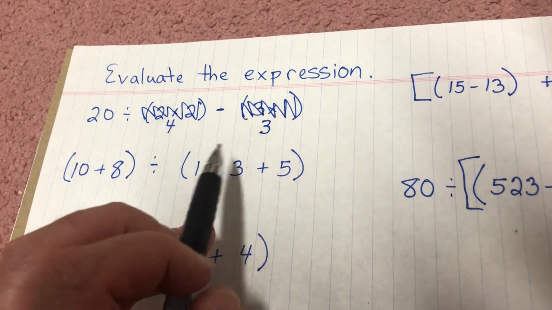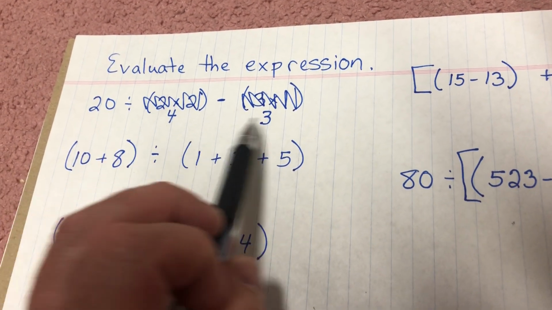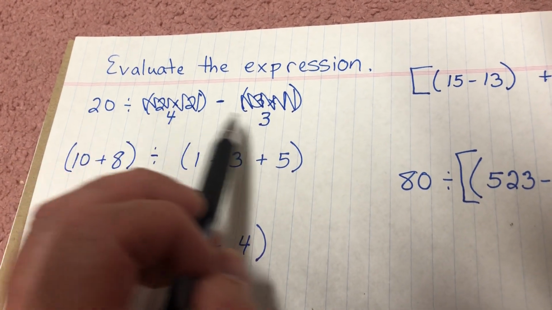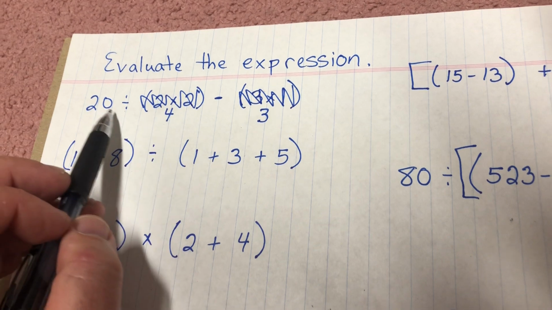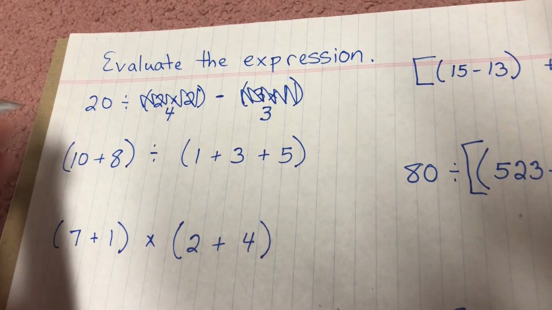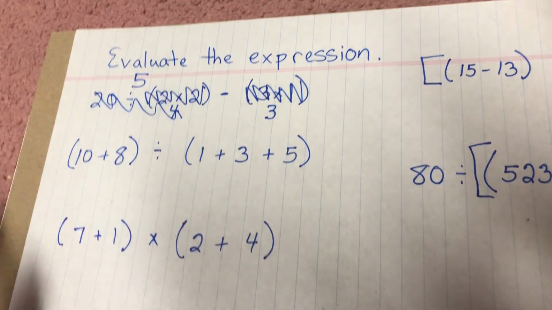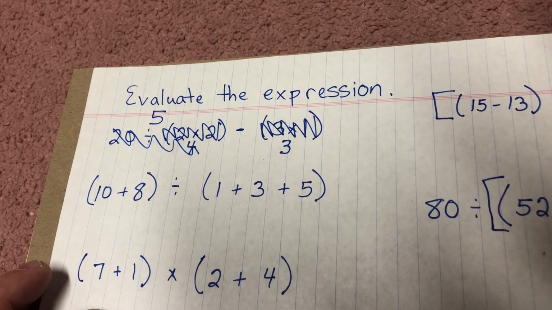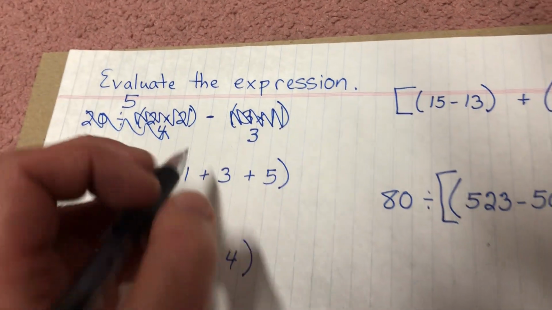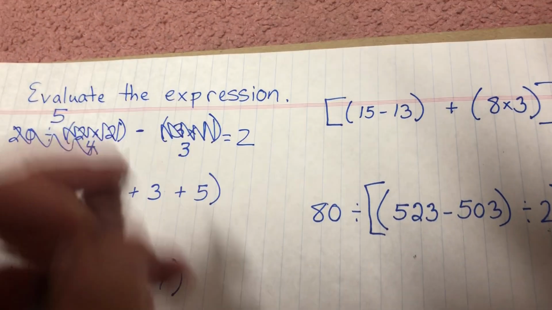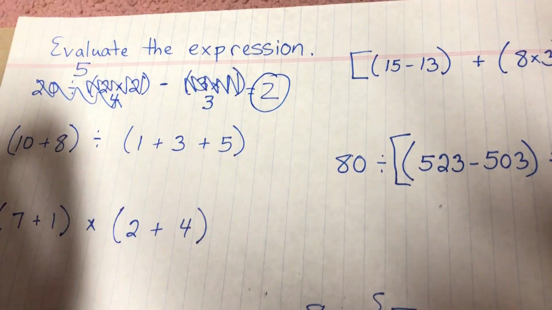After I clear parentheses, I'm supposed to clear exponents. No exponents. Now I multiply and divide left to right. So I'm going to start over here, and I realize I have division. 20 divided by 4. Well, 20 divided by 4 is 5. So I'm going to clear that and put a 5. That leaves me left with 5 minus 3. Well, 5 minus 3 is equal to 2. Our final answer is 2.